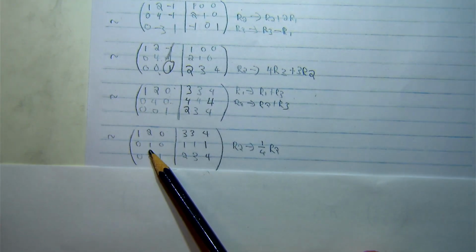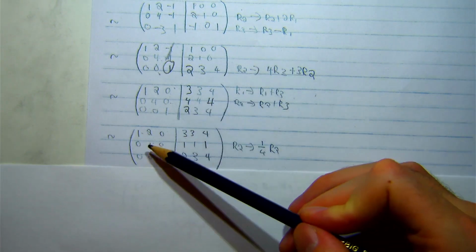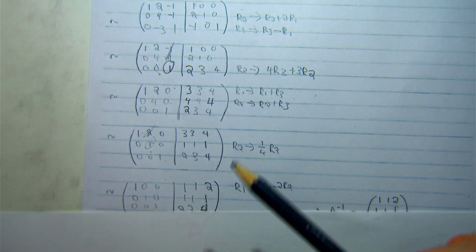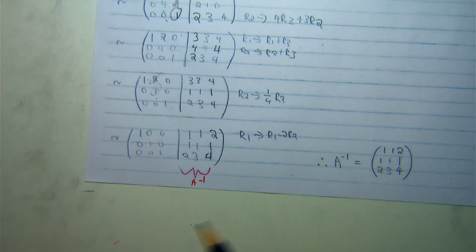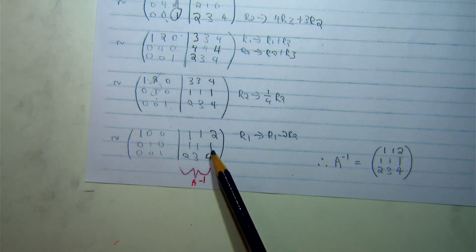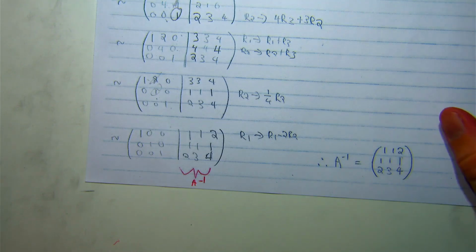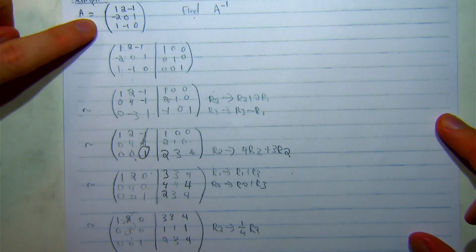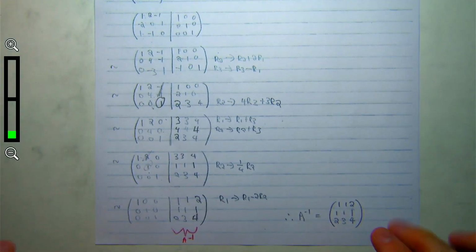Then we can divide by 4 in the middle because we need to have 1s in the leading diagonals. And then we can use this to get rid of this, which is our final step here. And that's it. Once you've done our transformation to give us the identity on the left, whatever's left on the right is A minus 1. And so that means that matrix A up here multiplied by this will give us the identity matrix.